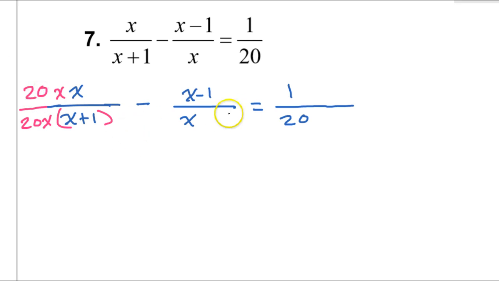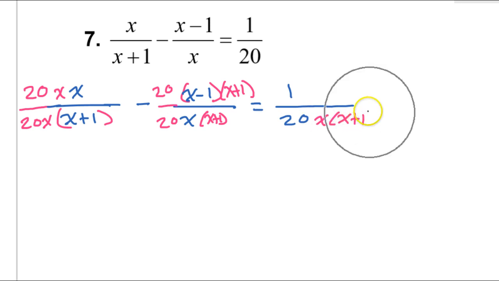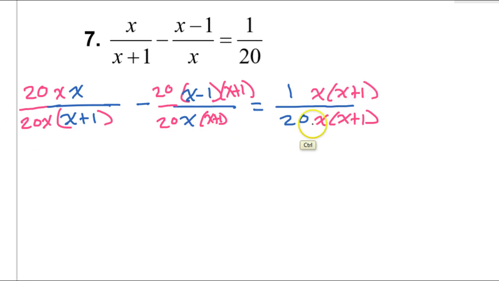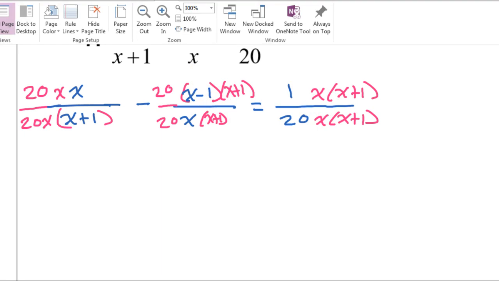All right, big numbers. This one has an x, but it's going to need the x plus 1 in the numerator and the denominator. And it's going to need this big fat 20 in the numerator and the denominator. Now, the third fraction has the 20. It needs the x and the x plus 1 in the numerator and the denominator. So now that I have like denominators, I can cancel them out.